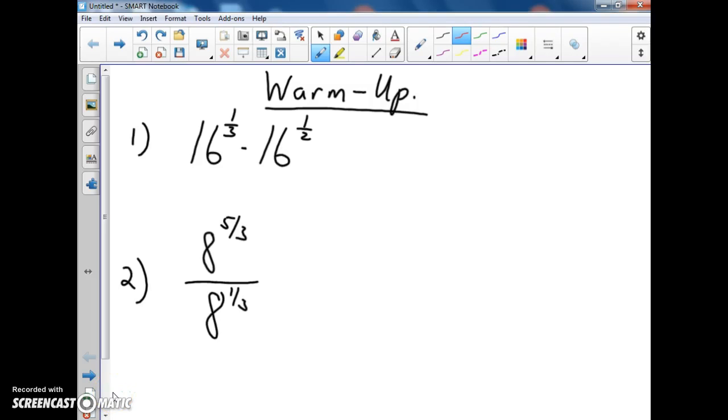5, 6. Okay, so that's what you're going to see. The base stays the same, right? And you add the exponents, 5, 6. Okay, Andrew, focus. Okay, all right, now, is that the answer yet?